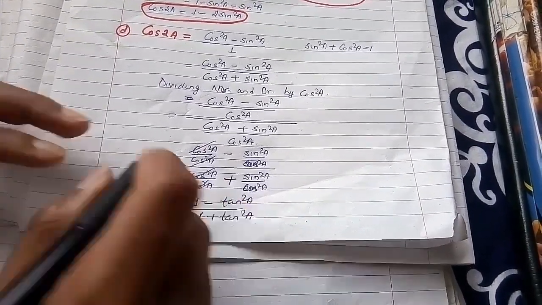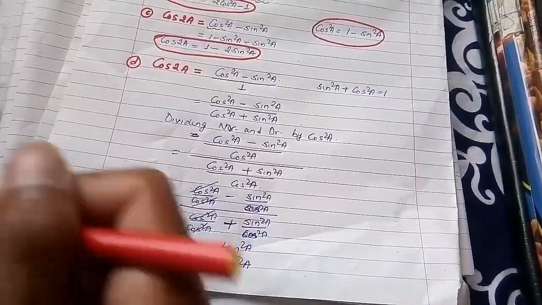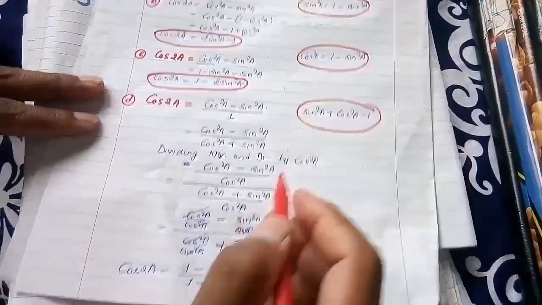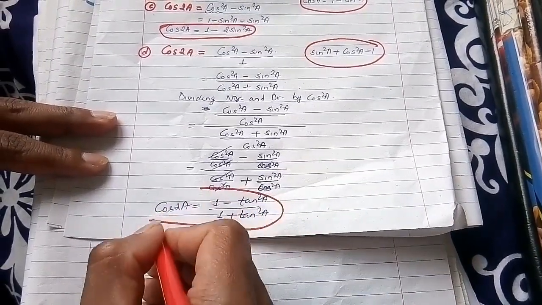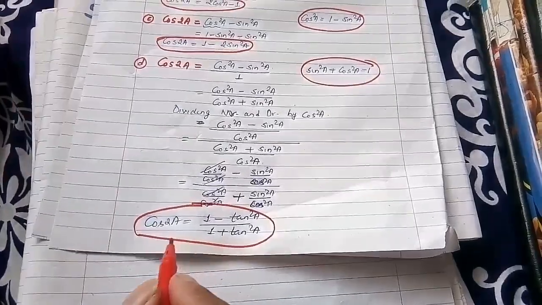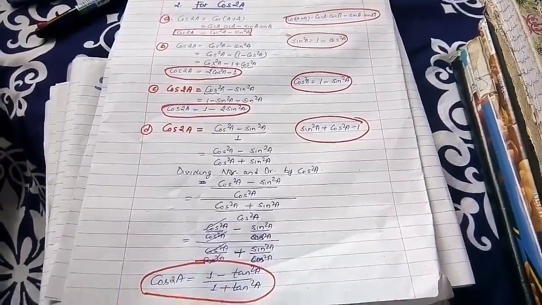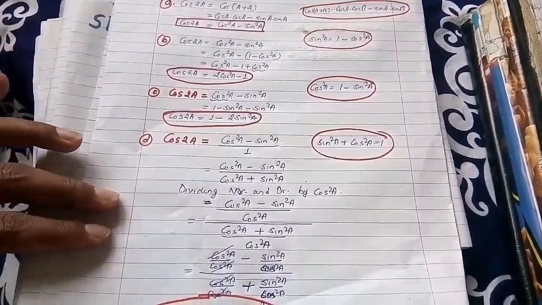So cos 2A equals 1 minus tan square A upon 1 plus tan square A. So we have got this, and here overall we finish the multiple angle formulas of sin 2A and cos 2A.